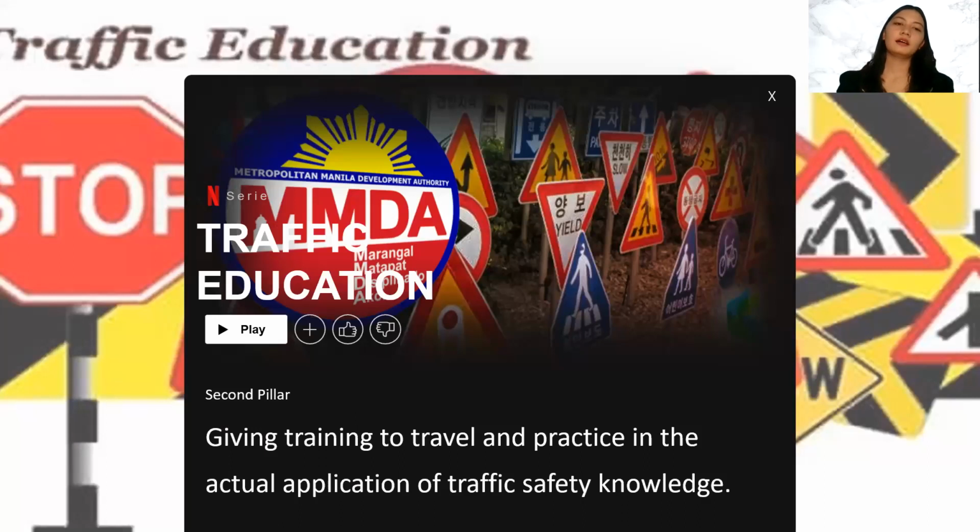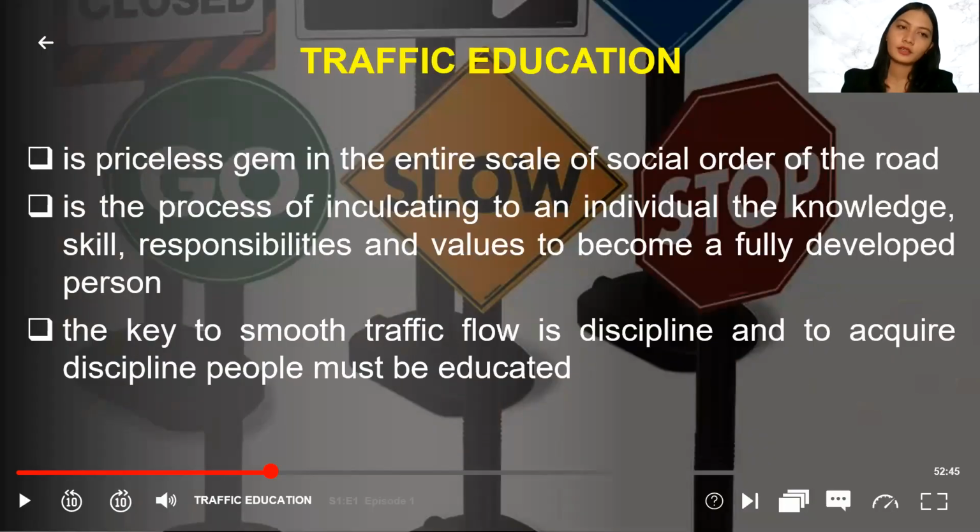So the next pillar is traffic education. It is giving training to travelers and practice in the actual application of traffic safety knowledge. Traffic education is a priceless gem in the entire scale of social order of the road. It is also the process of inculcating in an individual the knowledge, skill, responsibilities, and values to become a fully developed person. Third, the key to smooth traffic flow is discipline, and to acquire discipline, people must be educated.